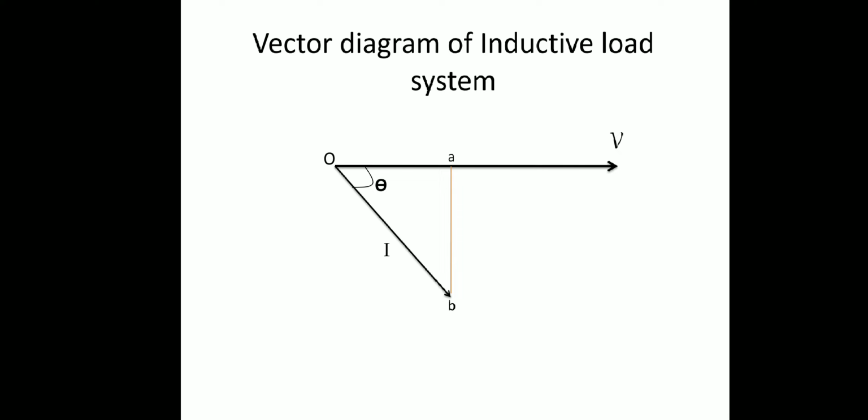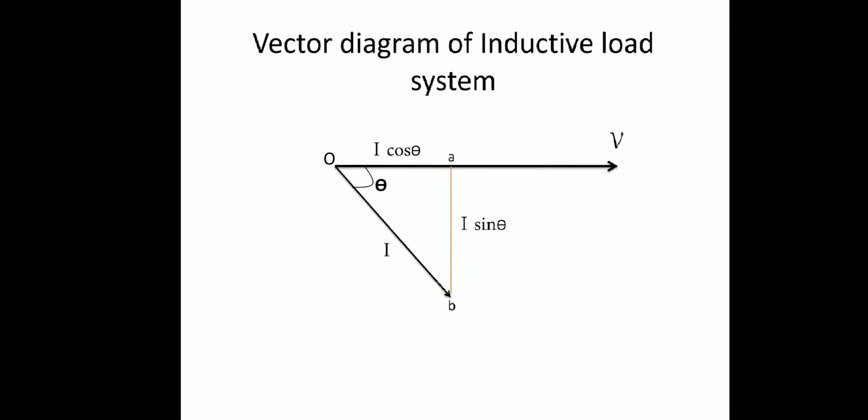Let's see the logic behind the improvement of power factor. To understand it, we have to clear the concept about the vector diagram of the inductive load. Let me mark O as the origin point and the voltage reference line V, and S is the inductive load. The current I will always lag behind by some angle theta, and let's take a projection of current I on the voltage reference line and mark these points A and B.